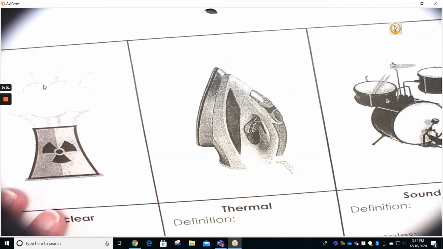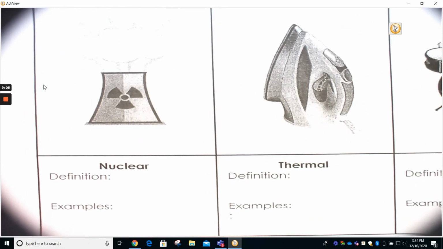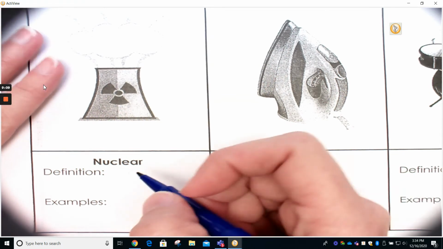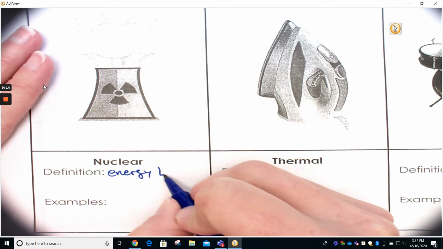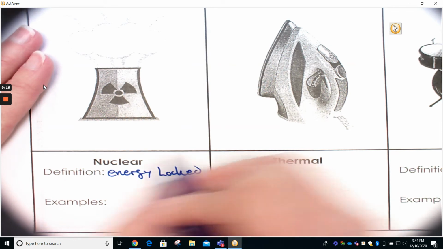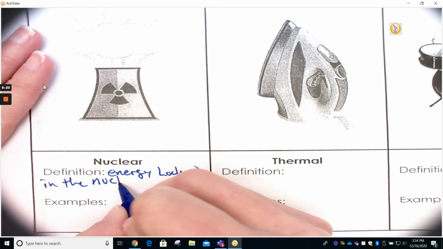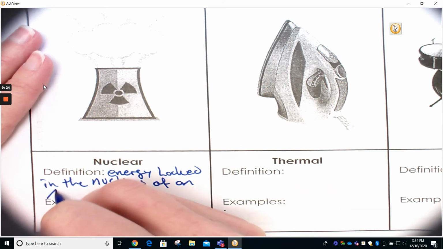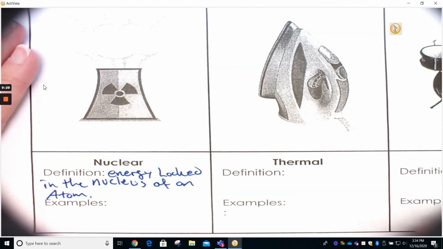Let's see what's next. So next on our list here is nuclear energy. And nuclear energy is energy locked in the nucleus of an atom. Examples of this, right here, we've got a nuclear power plant.